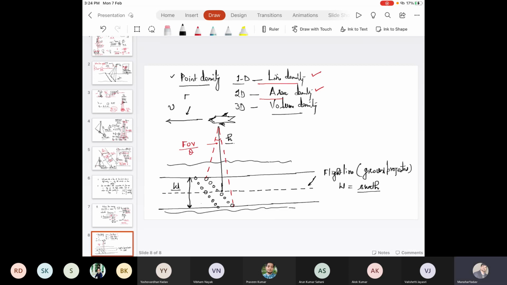Who will tell me why I have drawn the slant line? Why are these laser footprints along a slant line, not along a perpendicular line across the boundary of the area strip? Sir, more area will be covered.